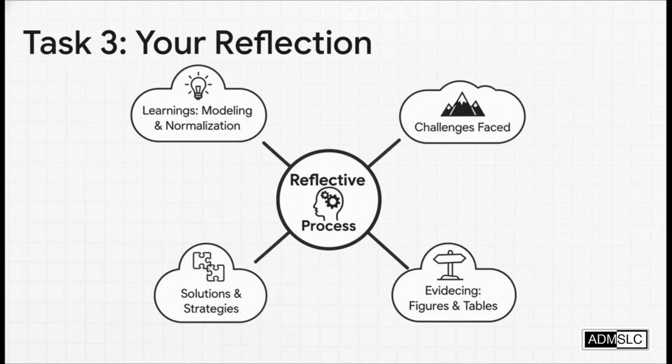Task 3 is your personal reflection, and it's a really important part of your grade. Now this isn't just a diary entry. It needs to be a professional look back at your learning journey. Talk about what you learned about modeling and normalization. What were the specific challenges you ran into? Maybe you struggled with assumptions or defining relationships or getting your head around 3NF. Most importantly, explain how you solved those problems and point back to your evidence. Refer to your figures and tables to back up what you're saying. Just keep it specific, link it to your work, and keep it professional.